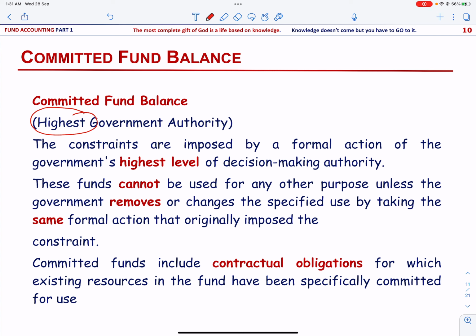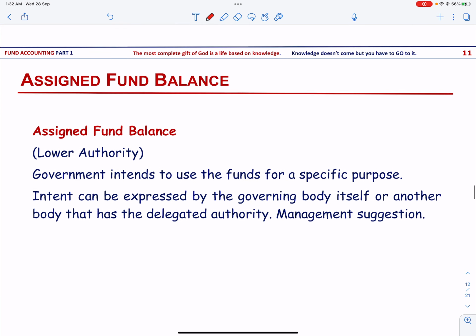Since the funds are committed by the highest government authority, the constraints are imposed by a formal action by the government at the highest level of decision-making authority. So committed funds cannot be used for any other purpose unless the government that imposed the restriction removes it. In the next slide, we will talk about the third spendable resource, and that is assigned.